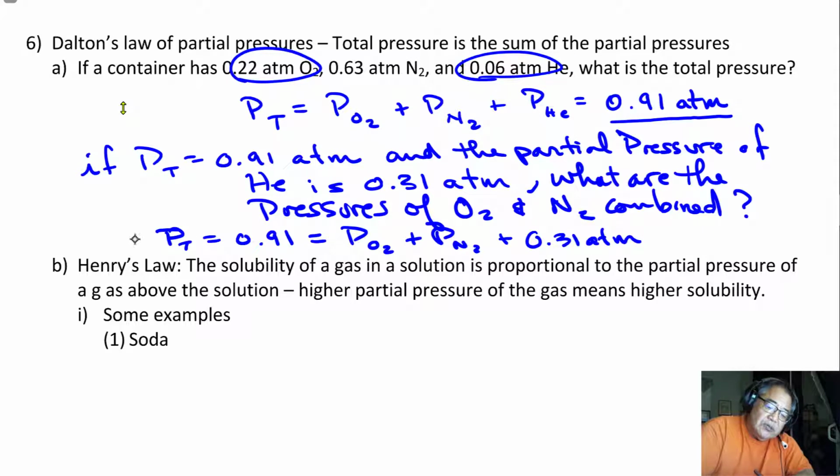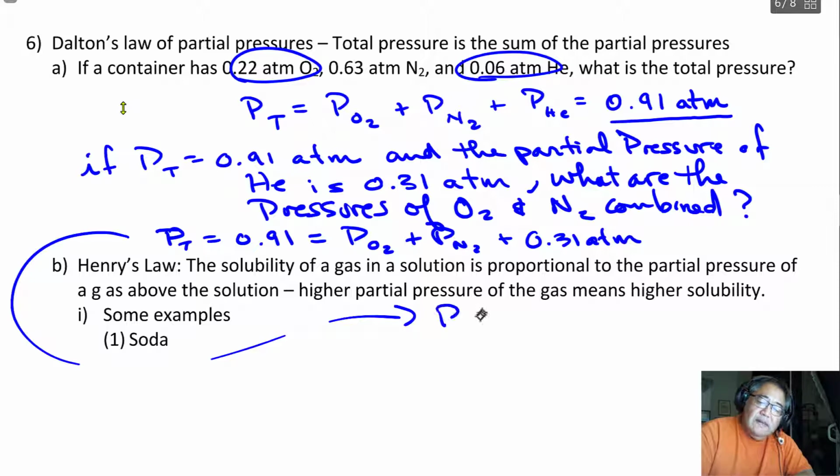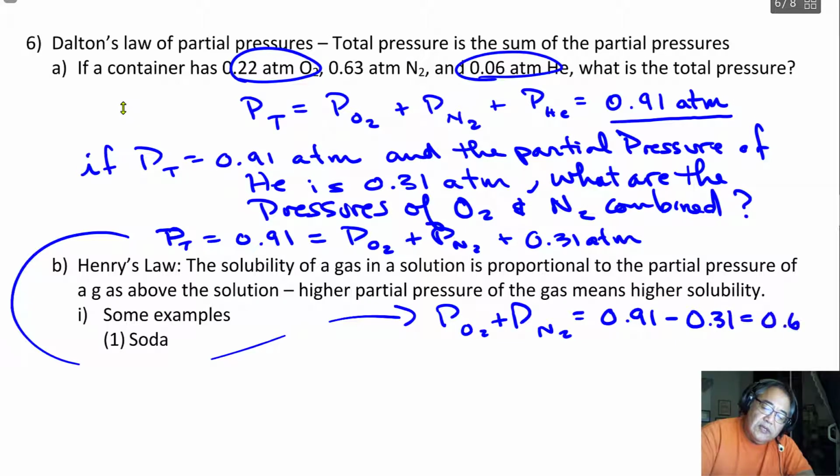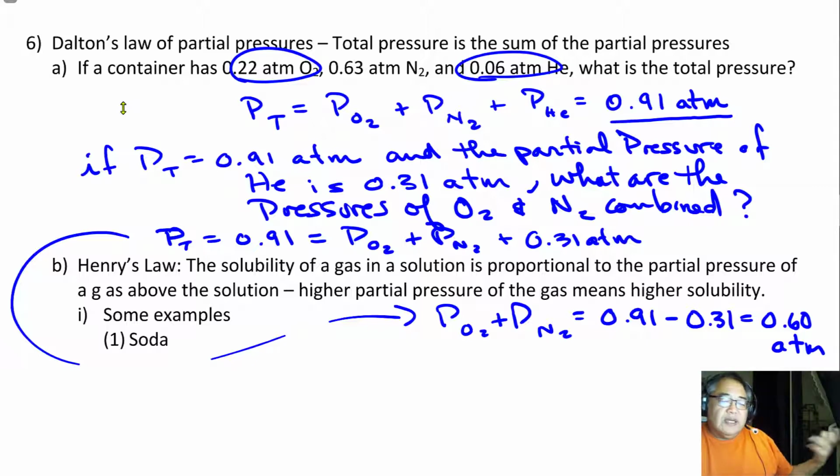So the pressure of O2 plus the pressure of N2 is equal to 0.91 minus the pressure of helium, 0.31, or 0.60 atm, like that. So you just subtract. When you need to know the pressure of a couple gases or one gas, you just subtract everything you know from the total, and that'll give you the pressure of the gas.